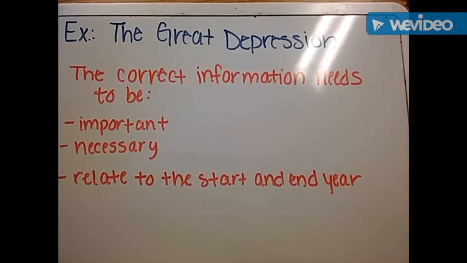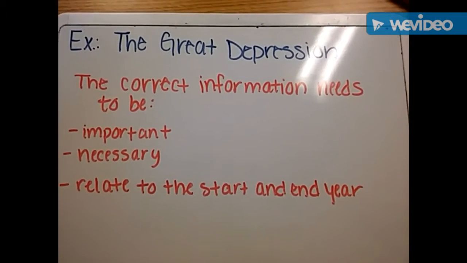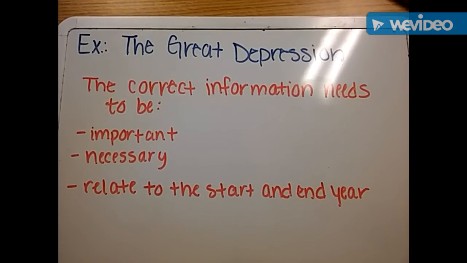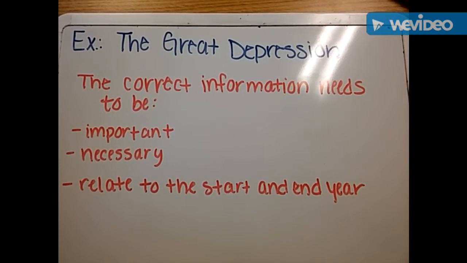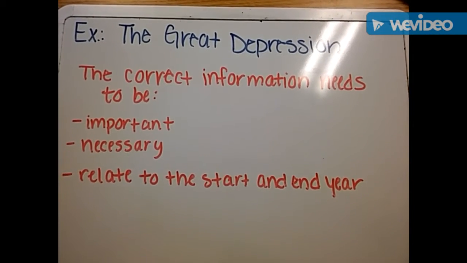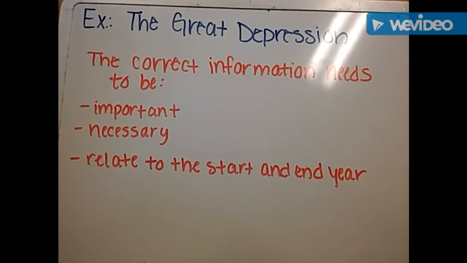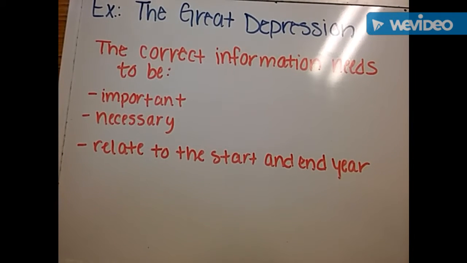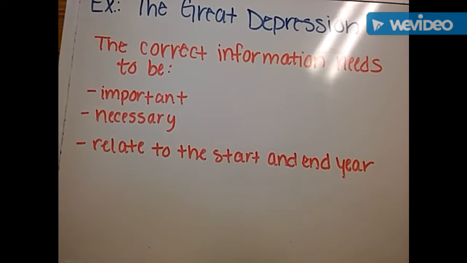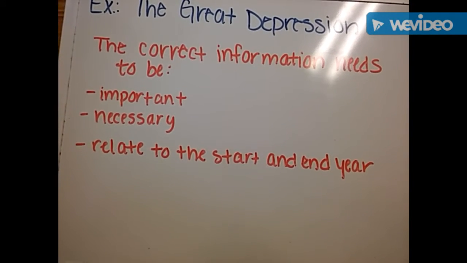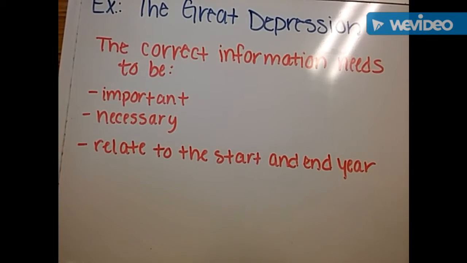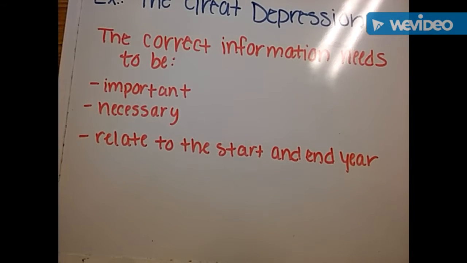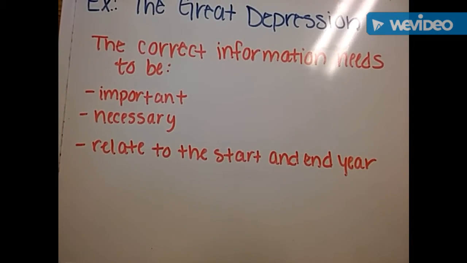Now, when you collect your information, it needs to be correct information. So, the first thing that makes information correct on a timeline is the importance of that information. For this information to be important, it has to affect people, it has to affect places, and it has to affect history. It also needs to be necessary, as in, you don't need to collect every little thing that happened during your event. You need to collect the information that was most important.